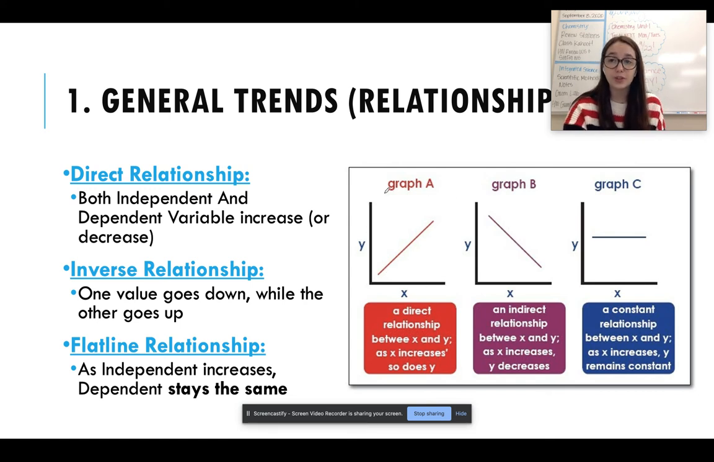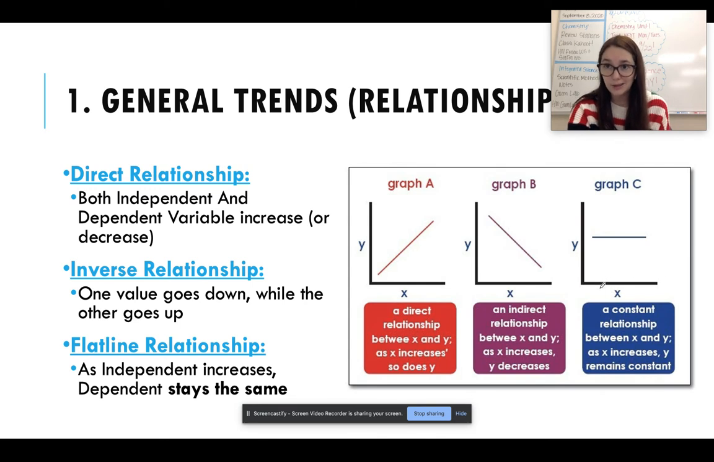And inverse is opposite. So where my X is increasing, my Y would be decreasing. So think about one value goes up, the other goes down. Direct, together, inverse, opposite. Flat line is where your independent is always going to increase.